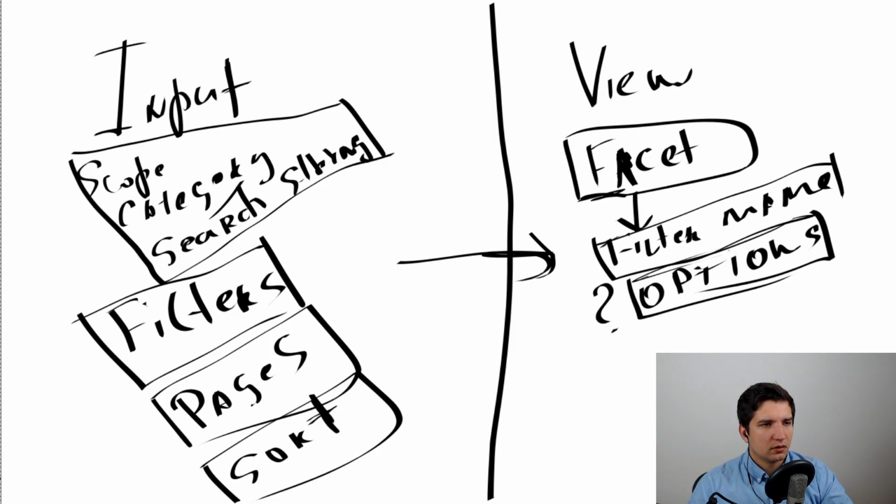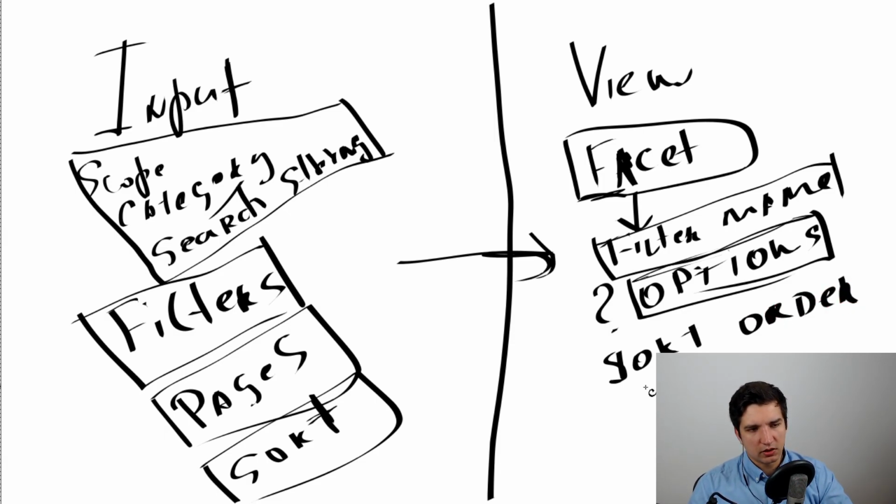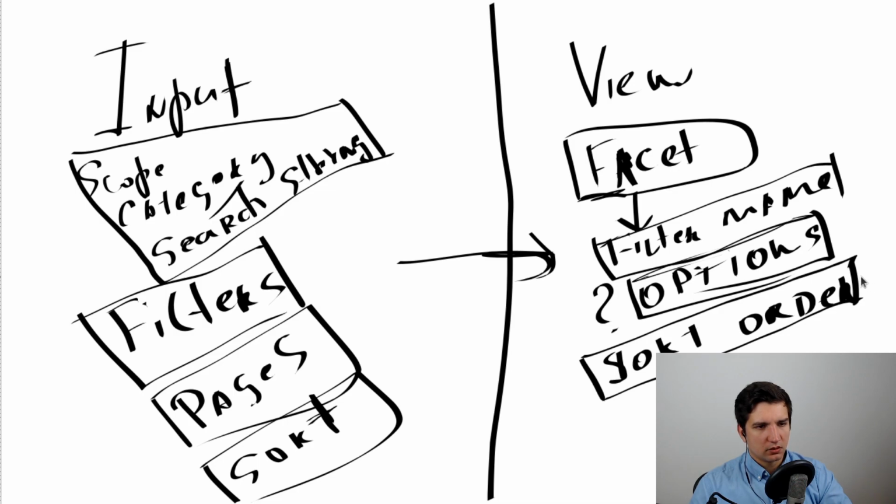Then on a view as well, we can tell information about available sort orders. So we can tell the search result by which fields you actually can sort our result set. You need to tell somehow how they can narrow down and order our result set.